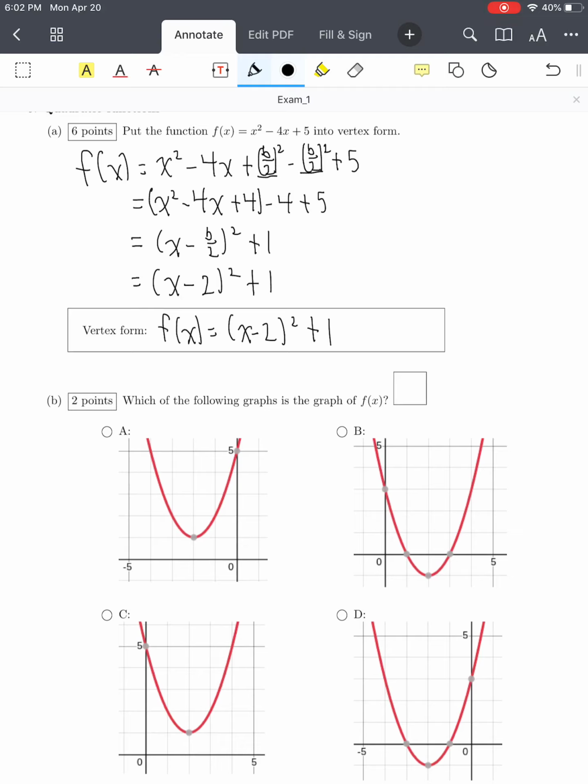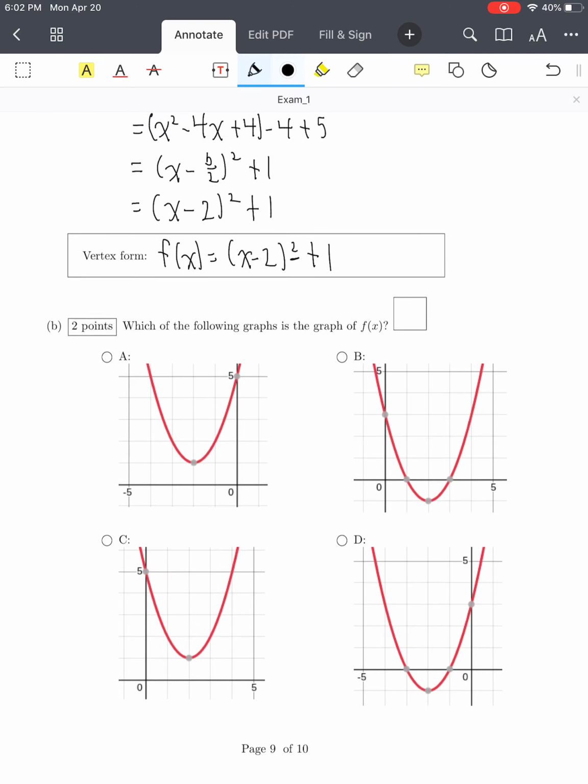So it's squared, so we know it's a parabola. These all look like parabolas. The plus 1 on the outside corresponds to a vertical shift, so we're shifting up 1. The minus 2 on the inside, remember when it's on the inside of the function, we're doing the opposite, so it's going to be a shift to the right 2. So if we look at C, we're shifting 2 to the right and 1 up. So that's what our function is. That's the graph of our function.